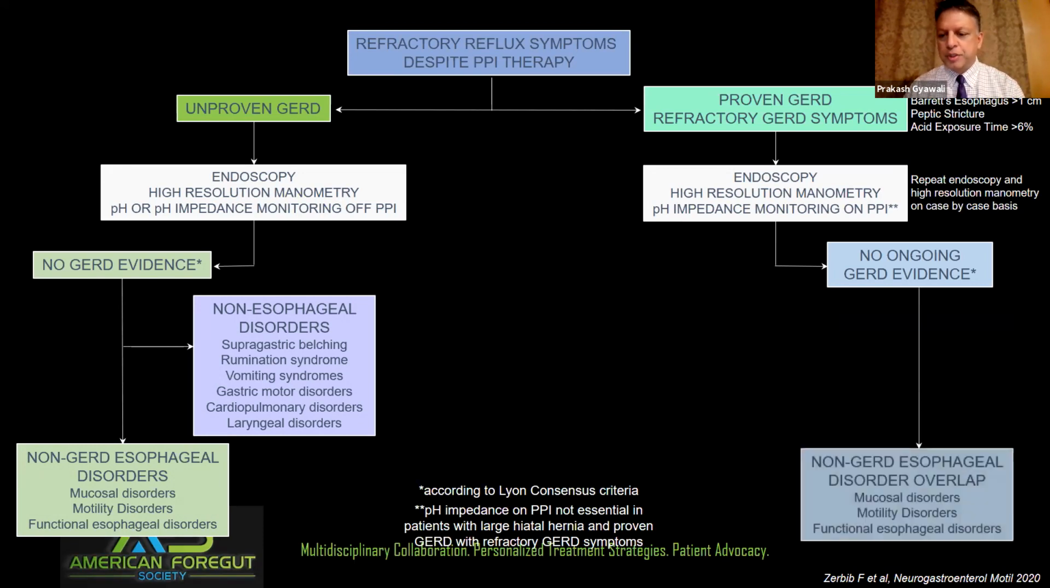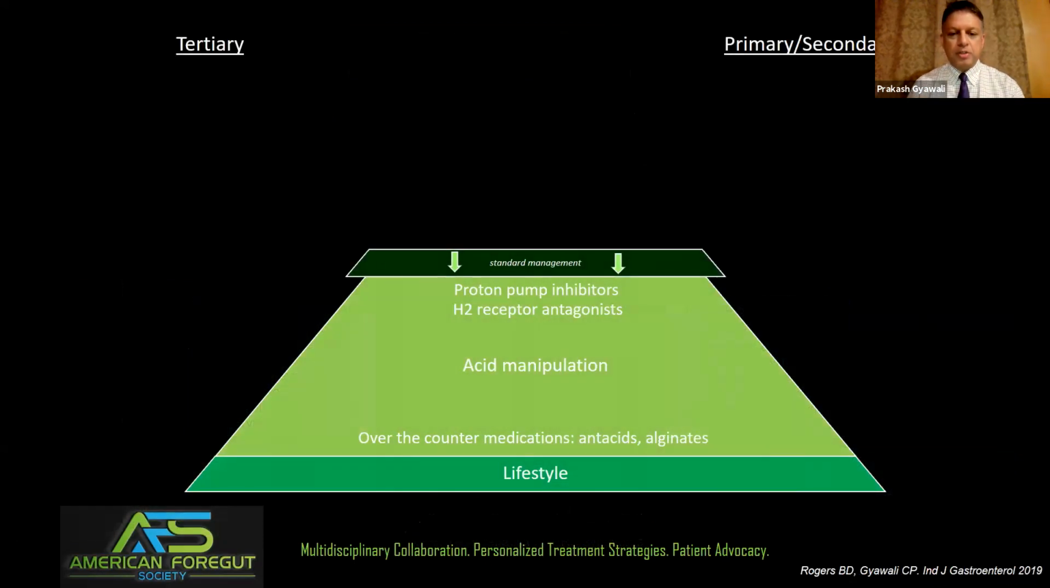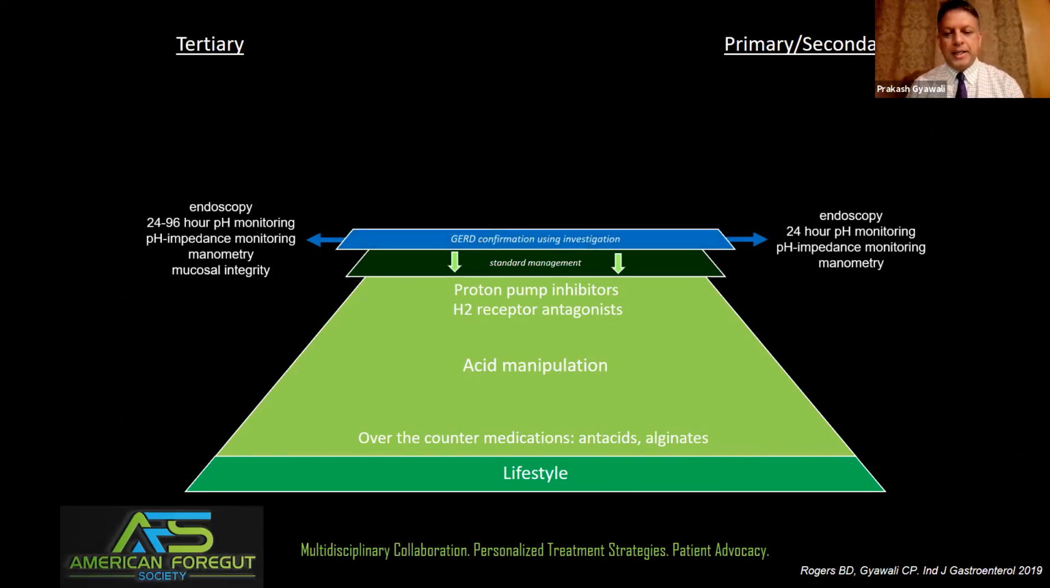In patients with proven GERD and no ongoing GERD evidence, they may have overlaps of some of these disorders in their picture. So they may have more than one condition that is ongoing. So this is standard GERD management: acid manipulation of some sort combined with lifestyle adjustments. And it's when standard management fails, so the patient has alarm symptoms, that you go for GERD confirmation.